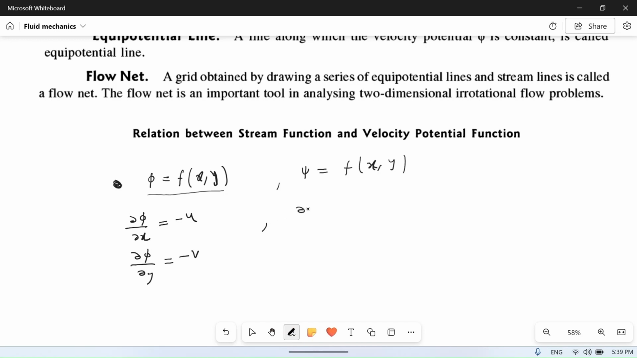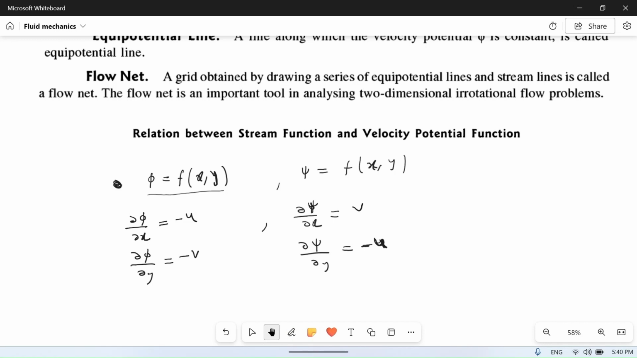Similarly, del psi upon del y is equal to u, and del psi upon del x is equal to minus v. For the stream function, the derivative in the x direction gives the velocity perpendicular to that direction. We are doing the derivative with respect to x, but it is giving the velocity in the y direction, which is v. Here you have to remember that it is minus. So this is the stream function and the potential function.